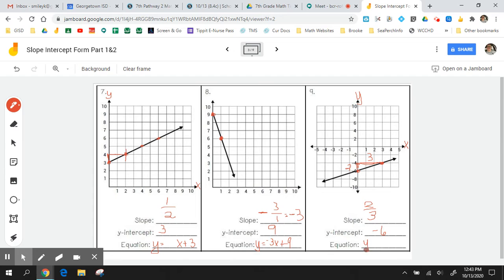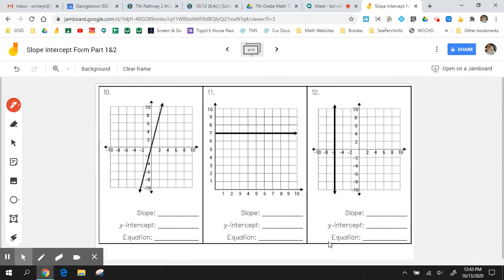So if I go to write this equation, how about you write it? See if you get it correct. Did you put y equals 2/3 x minus 6? I hope you did. If not, change it.